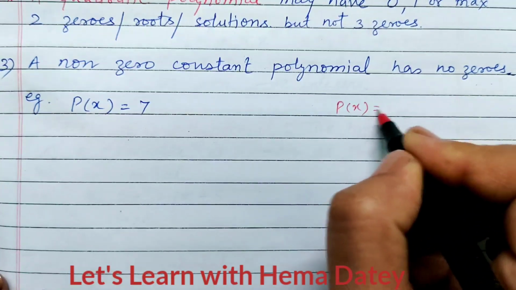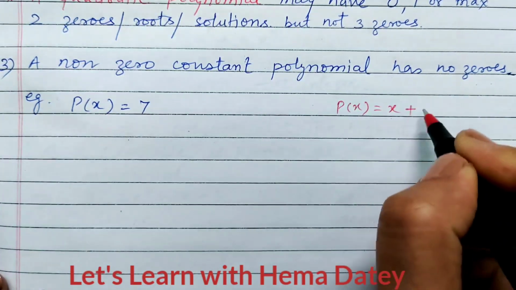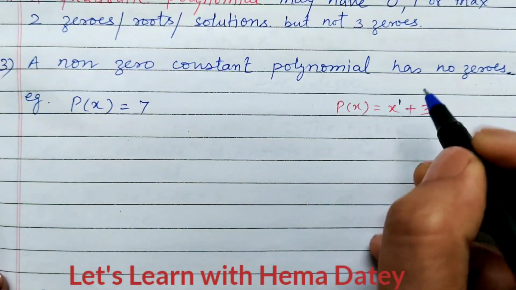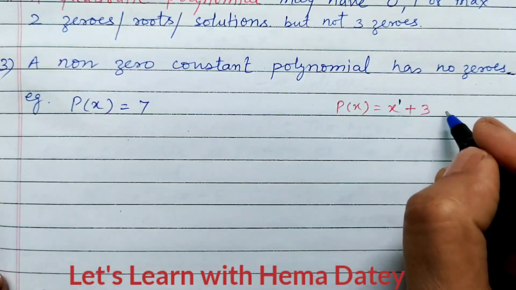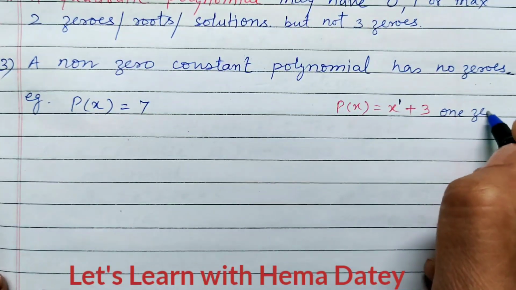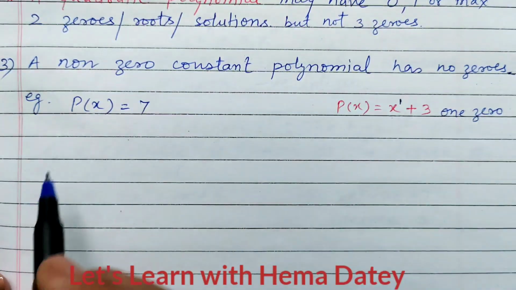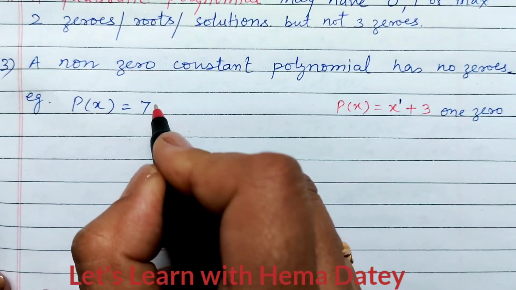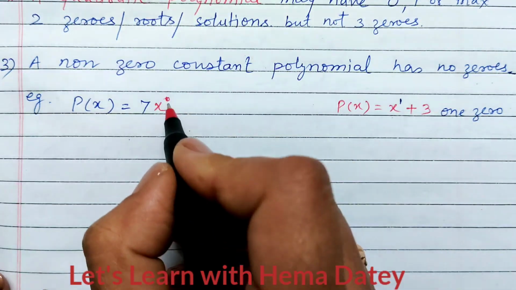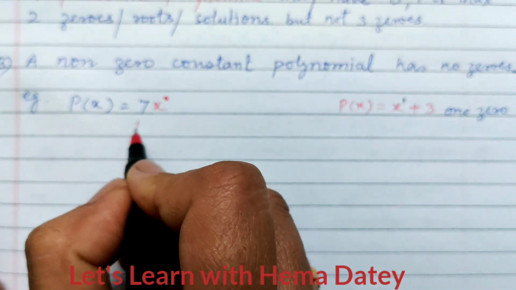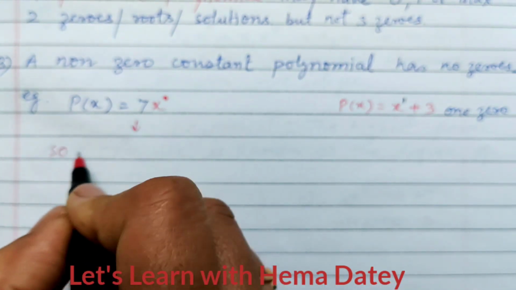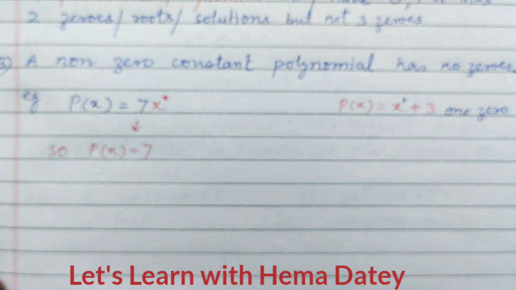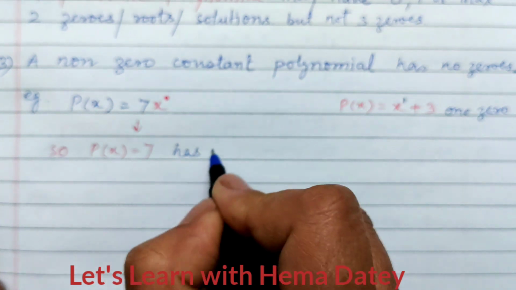Let's take one more example, p(x) equals x plus 3. Here the maximum power of the variable x is 1. So this polynomial will have 1 zero and the value of that zero is minus 3. In polynomial p(x) equals 7, there is no x, so we can write x raised to power 0. And the maximum power of this polynomial is 0, so we can say p(x) equals 7 has no zeros.